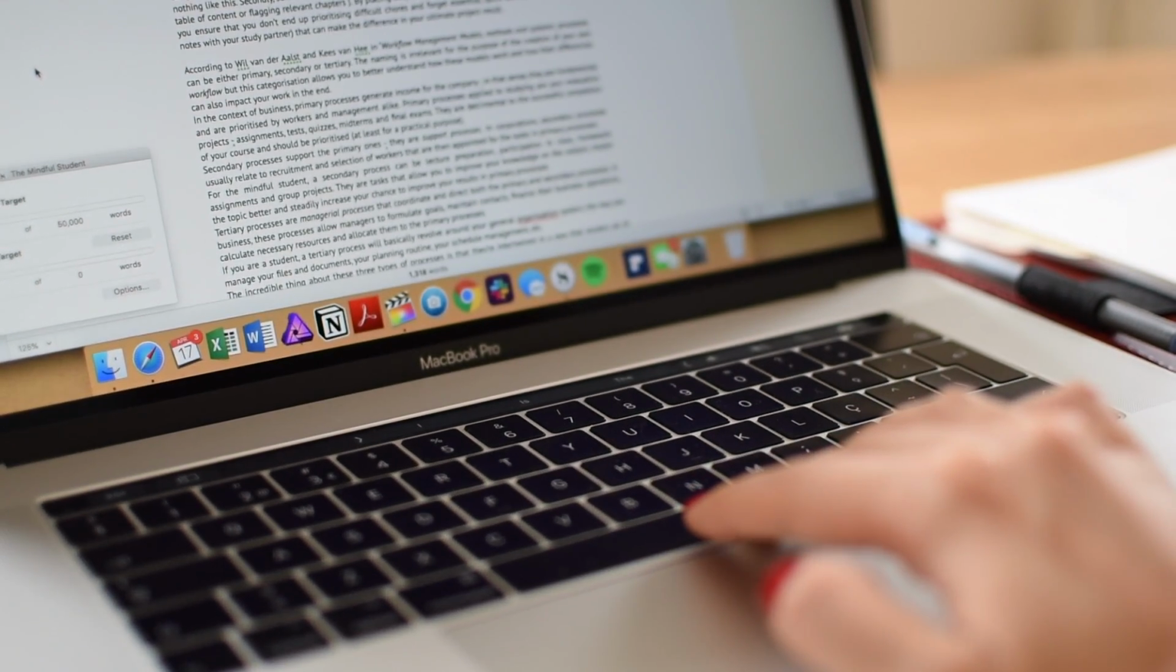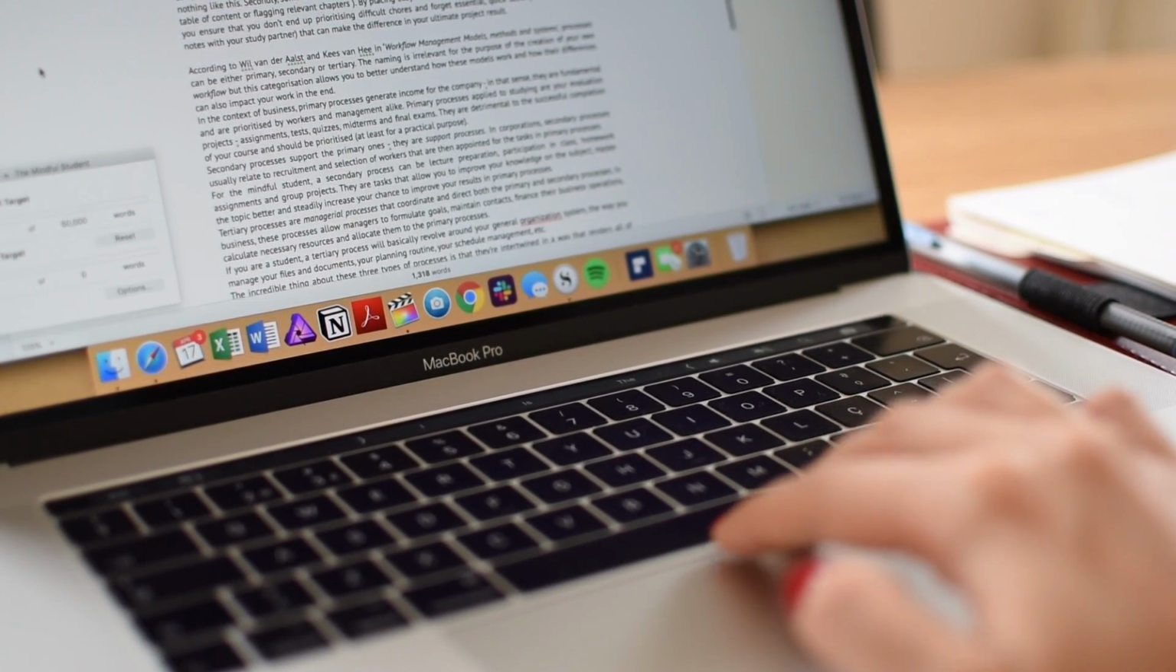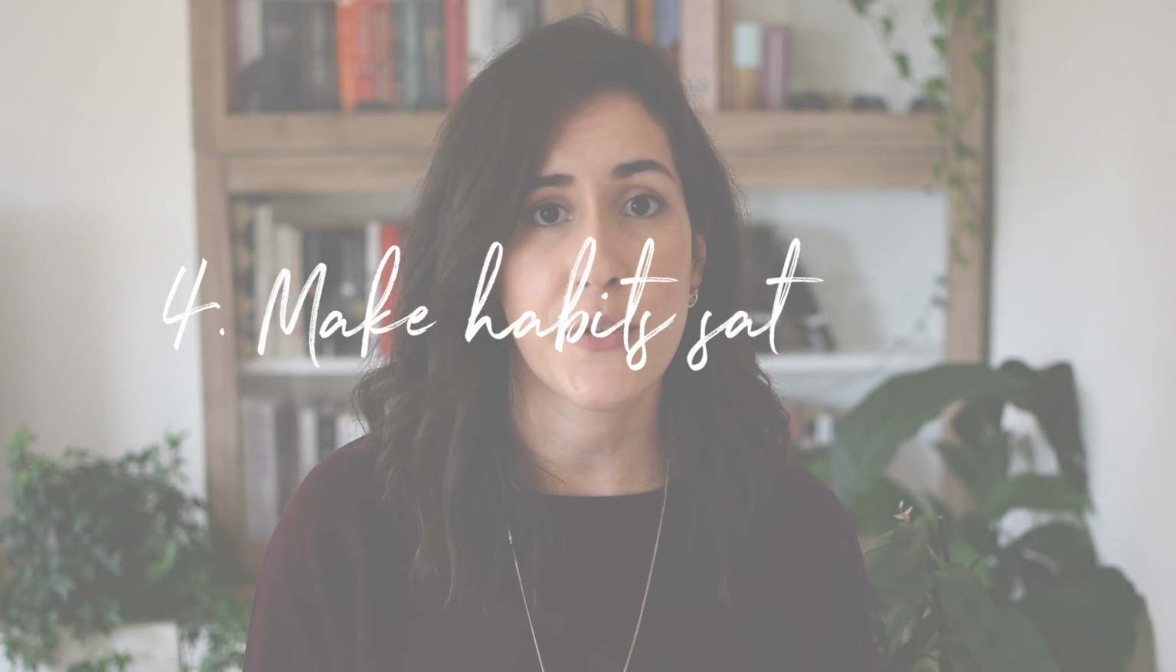When you form the habit of showing up every single day, you are much more prone to start developing that habit at a second stage and take your showing up criteria and build upon it to write more sentences, more paragraphs, more words every single day. The 4th rule is to make habits satisfying.